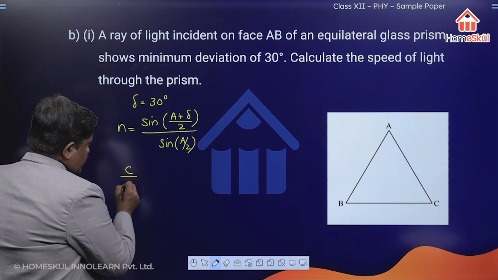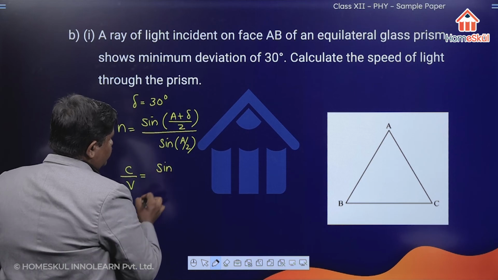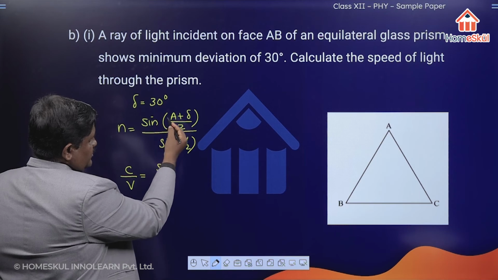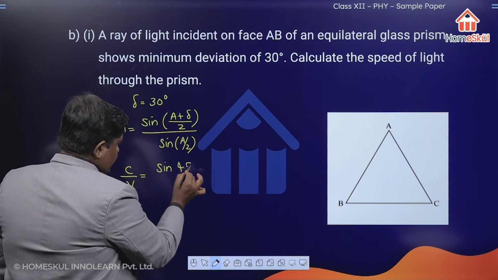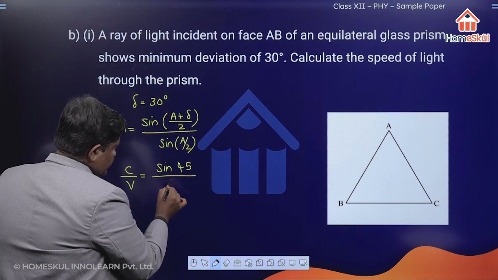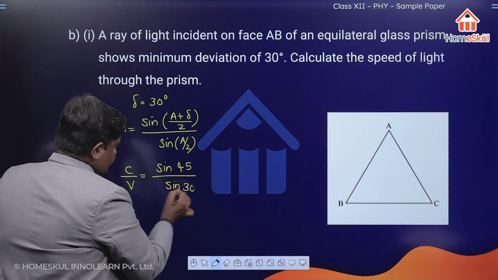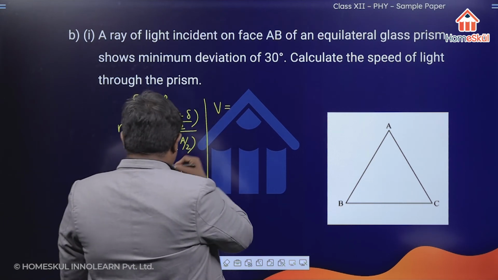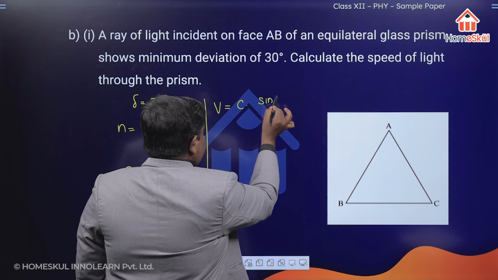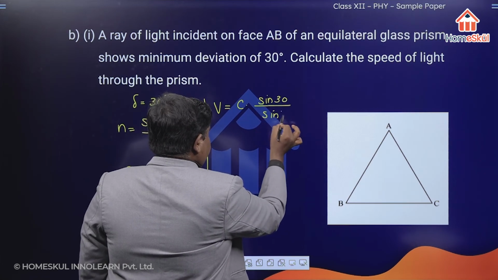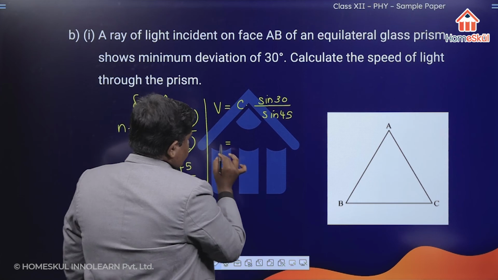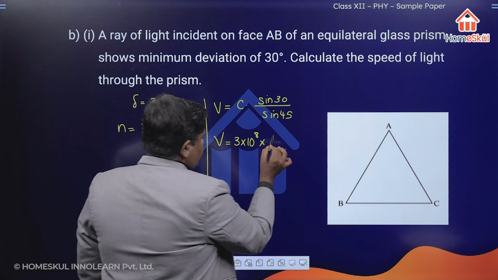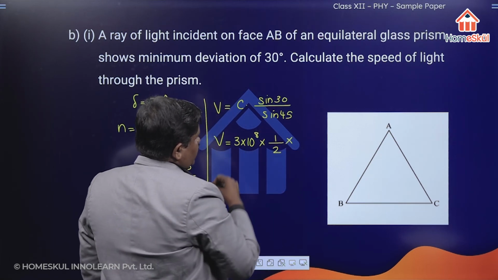We have to write it as C by V equal to sine of (60 plus delta), where delta is 30. That is, 60 plus 30 is 90, by 2, that is 45, divided by sine A by 2, that is sine 60 by 2, that is 30. Okay, from this, I have to write V equal to C into sine 30 by sine 45. That is equal to C, that is 3 into 10 raised to 8, into sine 30, which is half, divided by sine 45.